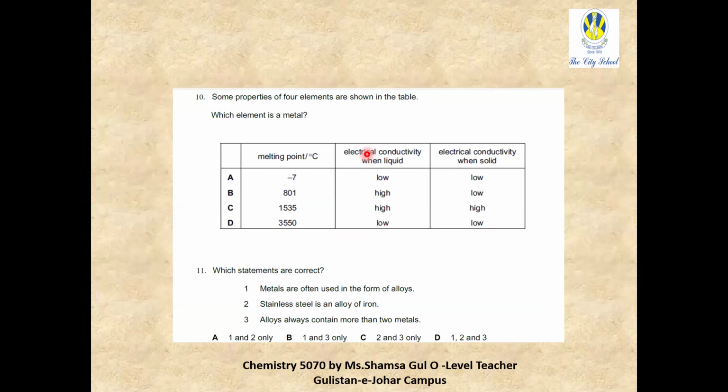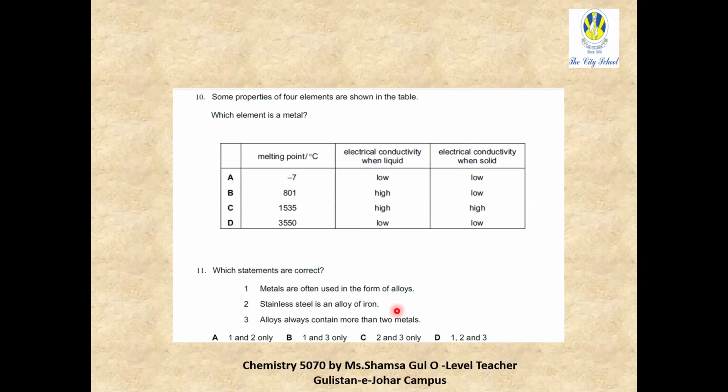Now let's do this one quickly too. Some properties of four elements are shown in the table. Which element is a metal? When it comes to a metal, the very first thing you should know is that it has good electrical conductivity in any state because it has mobile electrons, right? So what is going to be the metal? Take your time. C. Very good. It is supposed to have high electrical conductivity in any of the states and a high melting point. Well done.